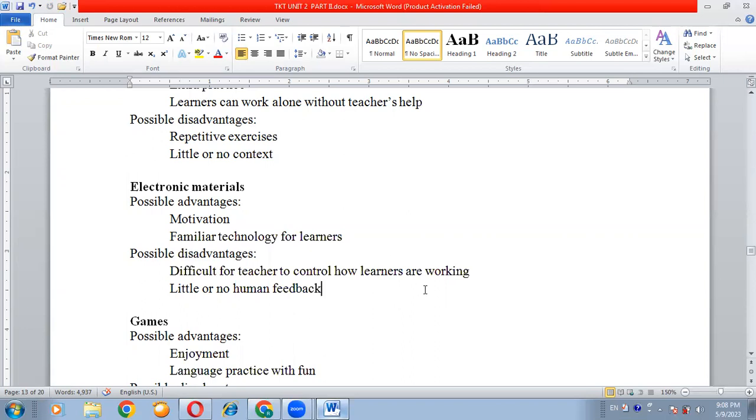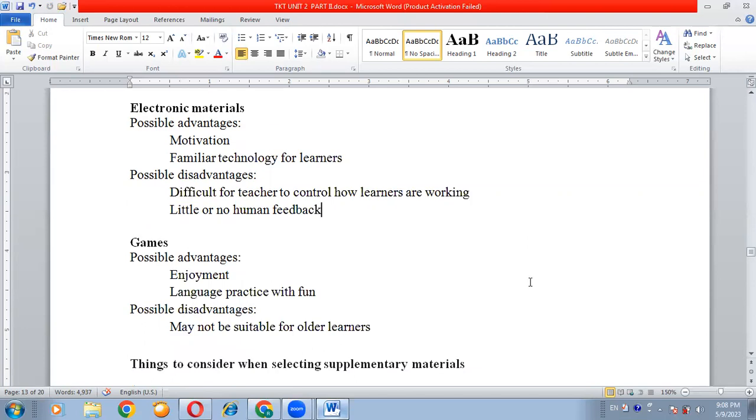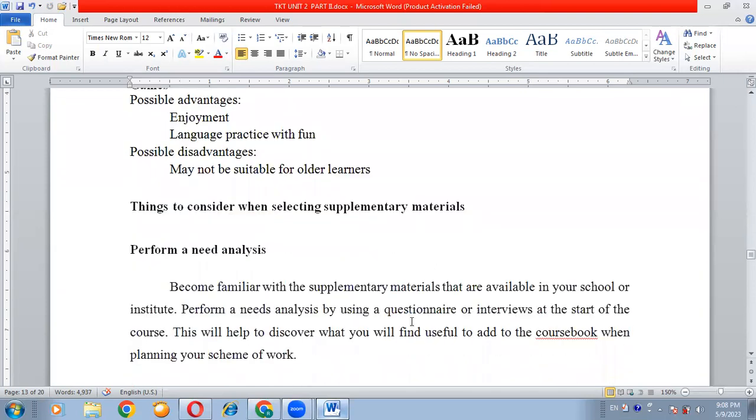Little or no human feedback. That is what happens when you use electronic materials. Games: enjoyment, language practice is the fun advantage. The disadvantage is that they may not be suitable for all the learners. Things to consider when selecting supplementary materials.